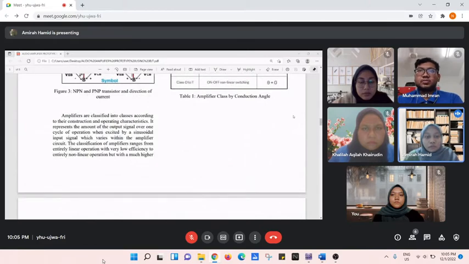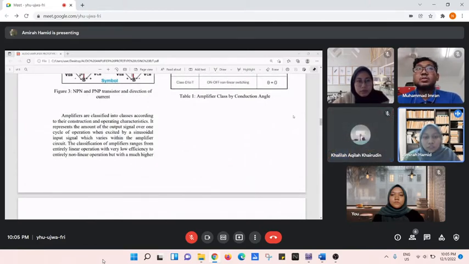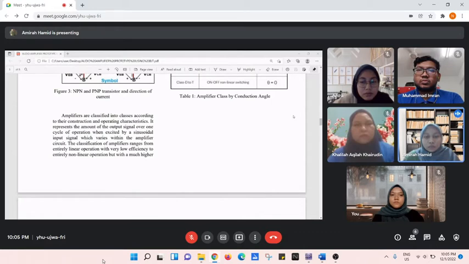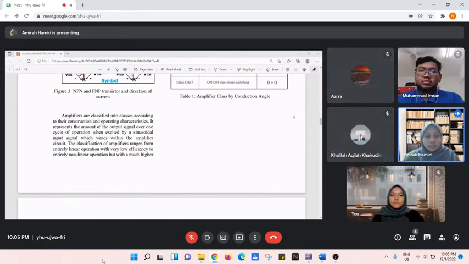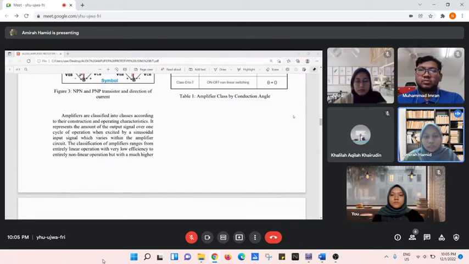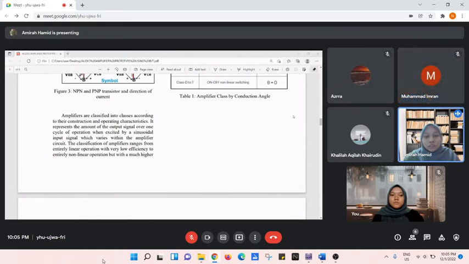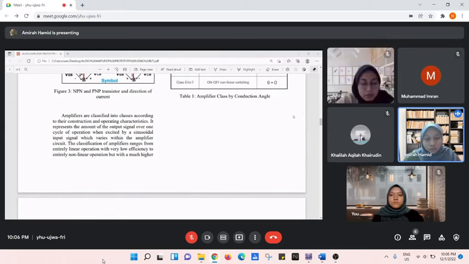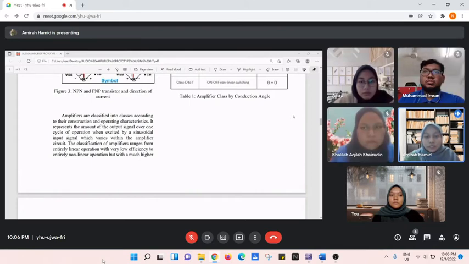Okay, the amplifier has eight classes based on the construction and operation characteristics. The classification of amplifiers ranges from linear operation, which has very low efficiency, to non-linear but with higher efficiency, but the others are a compromise between the two. The first classes are A, B, and C, which define the length of their conduction state over some portion of the output waveform, such that the output stage transistor operation lies between being full on or full off.